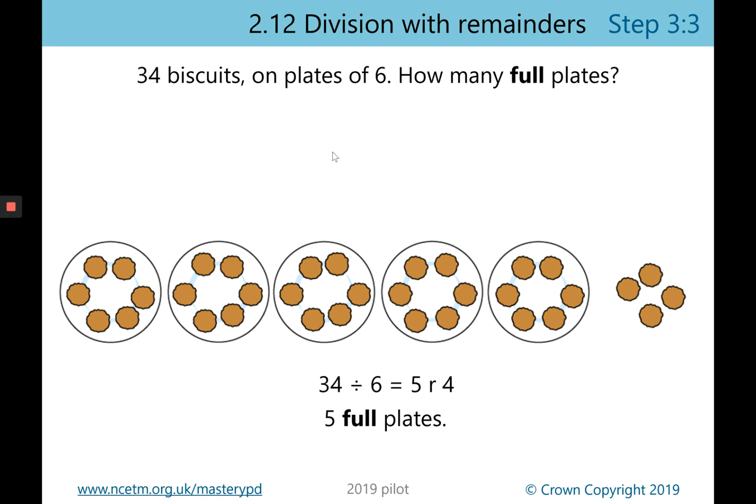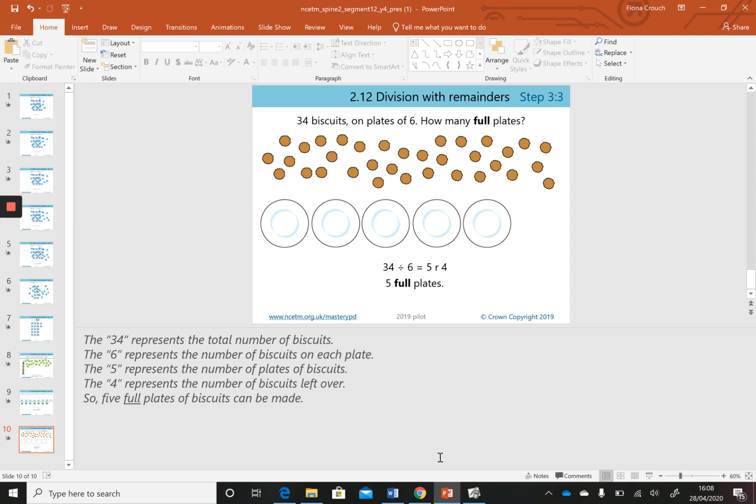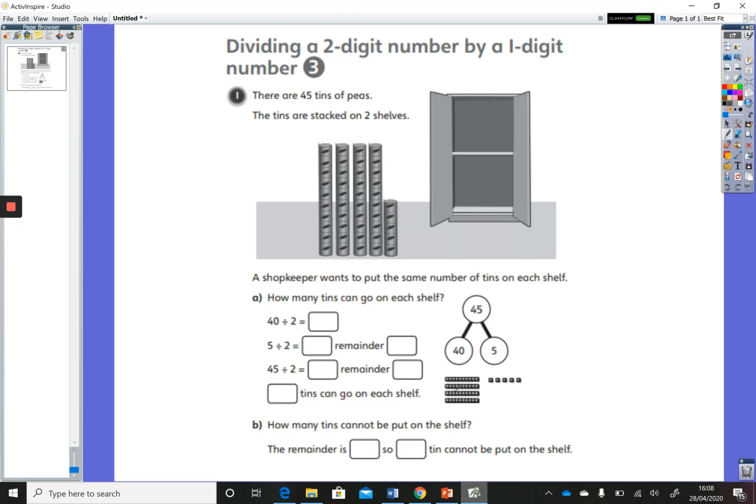The 34 representing the total number of biscuits here, the 6 representing the number of biscuits on each plate, the 5 representing the number of plates of biscuits, and the 4 representing the number of biscuits left over. I hope that makes sense, Willow class. What I'm going to do now is show you what that looks like in the Power Maths books.